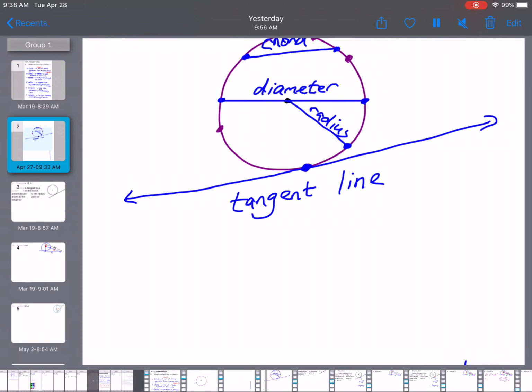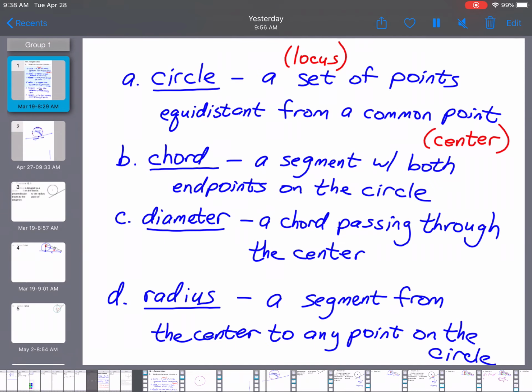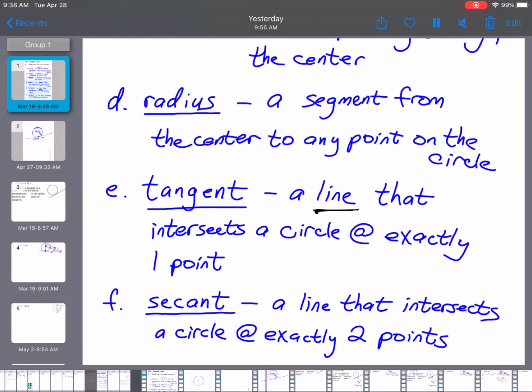And the other thing we're going to draw in just a second, there's a third possibility now, and the word for that is a secant.